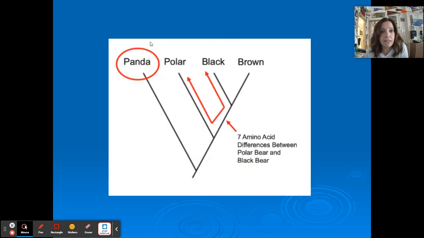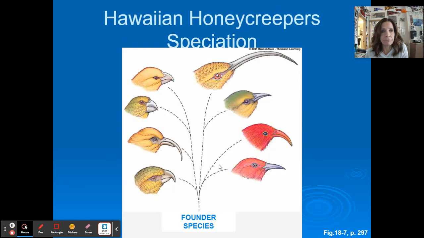Okay, so here is what you should have drawn. The brown and black were super close together, with very few differences. There were 7 differences between the black and the polar bear. And then the panda is the outgroup because it was the one that was the most different.